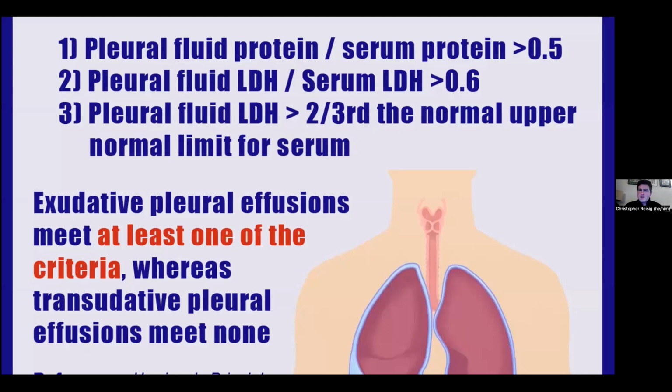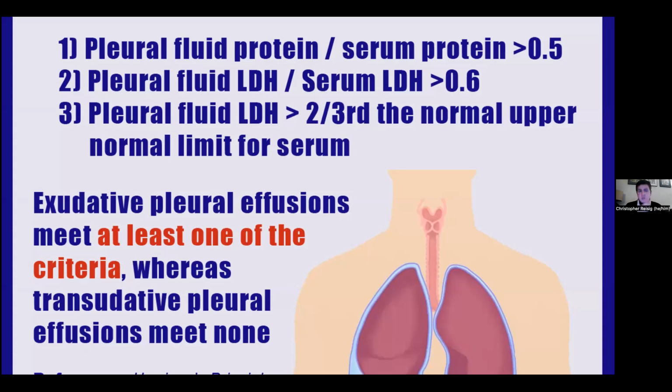I threw this in here just because it's always in here. This is Light's criteria. This is how you determine whether or not an effusion is exudative versus transudative. This is always tested for reasons that are a little bit beyond me. The way I keep it straight in my head is to think about the fact that a pleural effusion that's transudative is all about pressure. It's about hydrostatic pressure. So it's mostly water in that space. It doesn't have a lot of stuff in it. By contrast, exudative effusions have stuff in them because it's being pulled in by some other force, like a malignancy, for example.